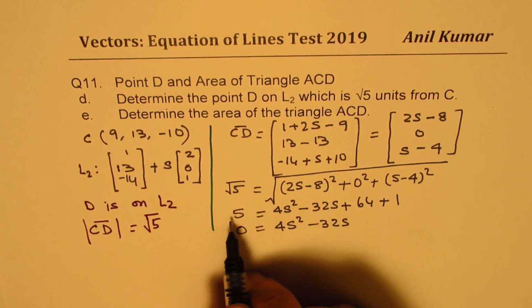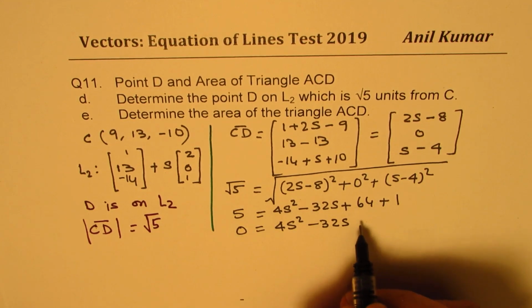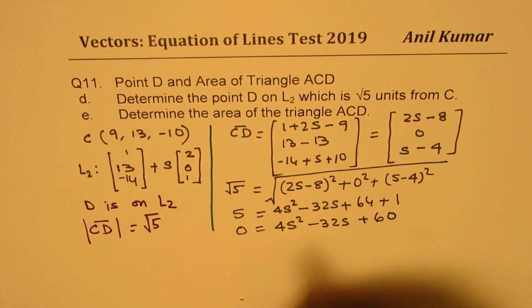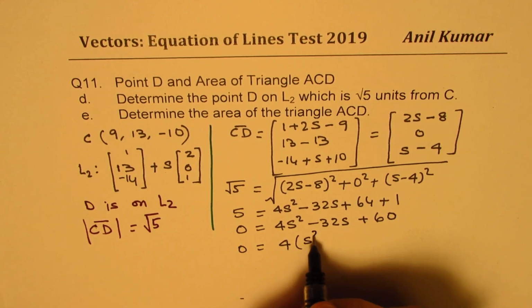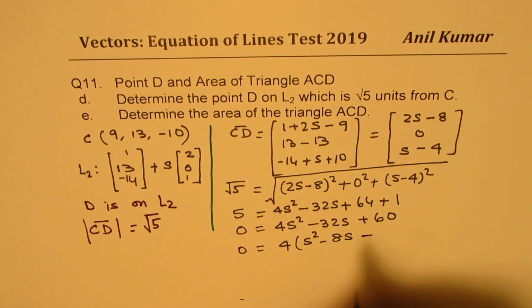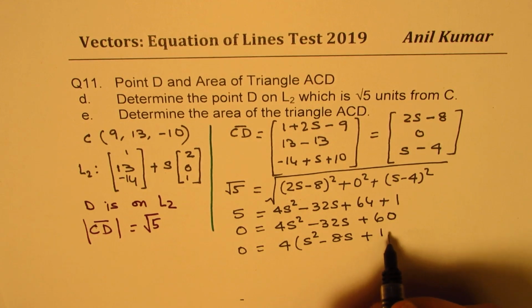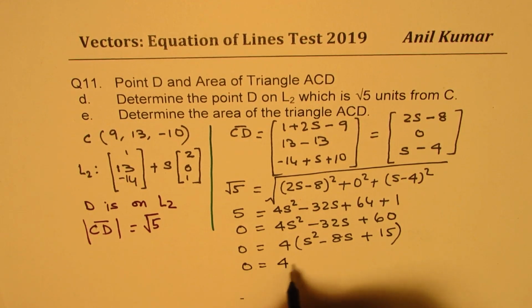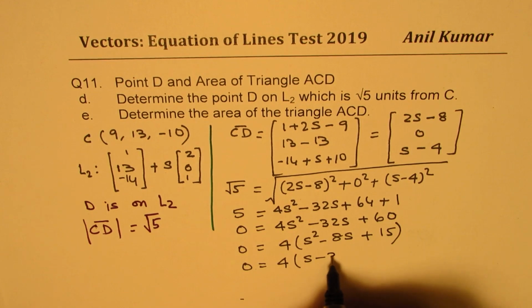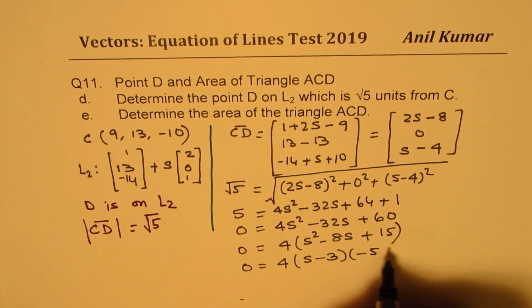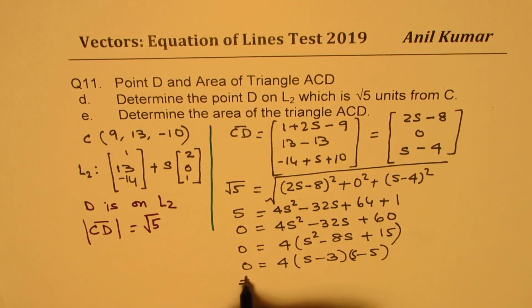And here, if we take away 1 from 65, we get plus 60. We can take 4 common, right? s square minus 8s plus 4 times 15. We can factor this. Now 15 is 5 times 3, right? Both negative. So (s minus 3) times (s minus 5). So that gives you two values of s.